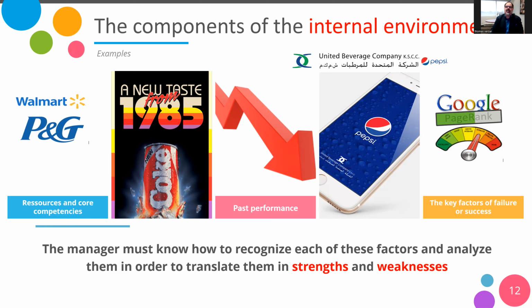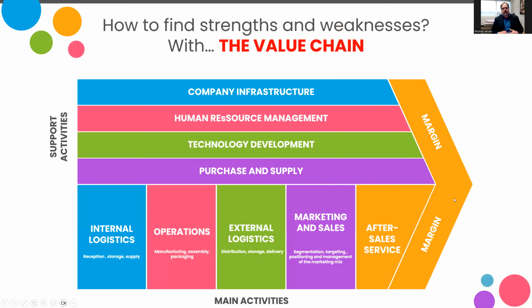So these are different components of the internal environment, which point to what those strengths and weaknesses are. Now, the full checklist of all the factors that we can identify as a strength or weakness is provided to us by a model called the value chain. This value chain identifies, as you can see on the left, support activities such as company infrastructure, human resources, technology, and purchase and supplies.